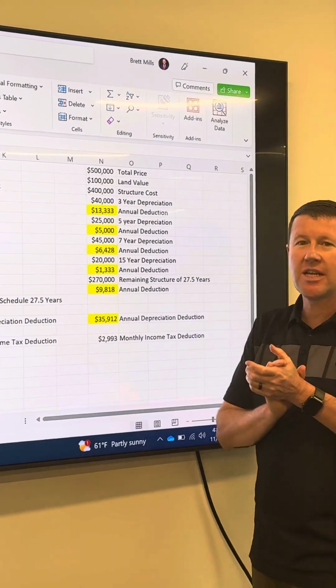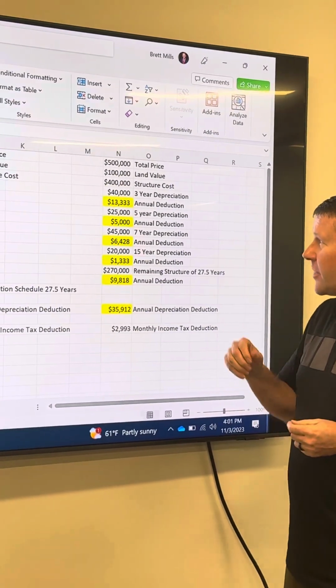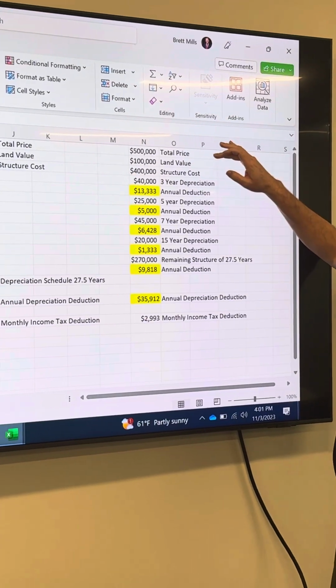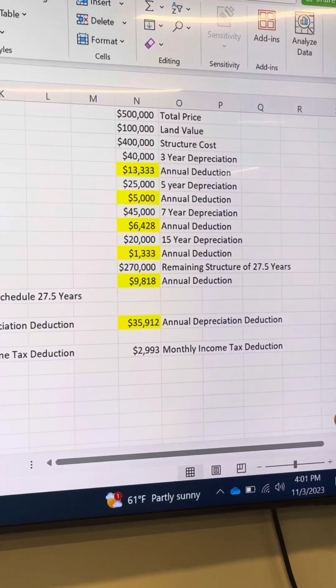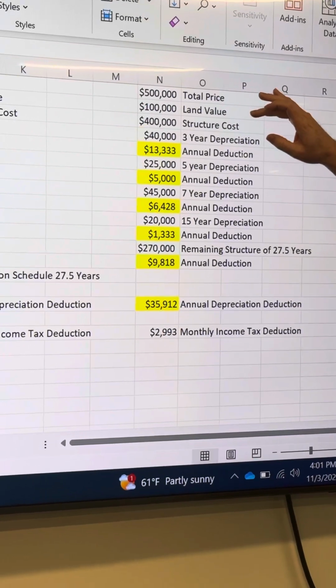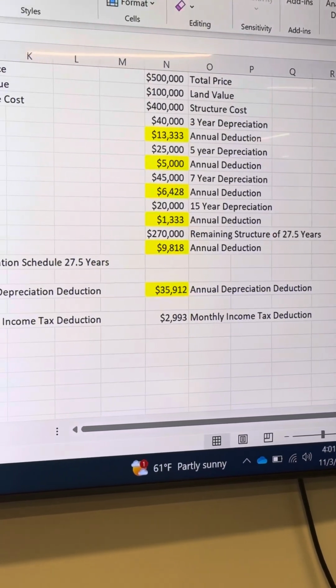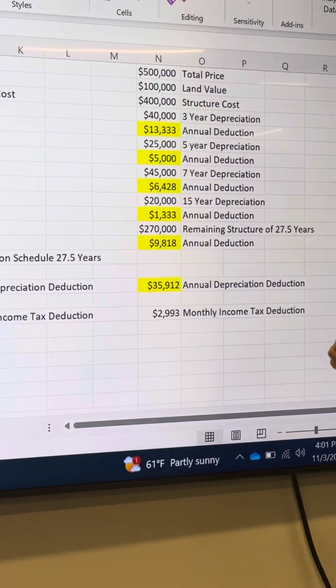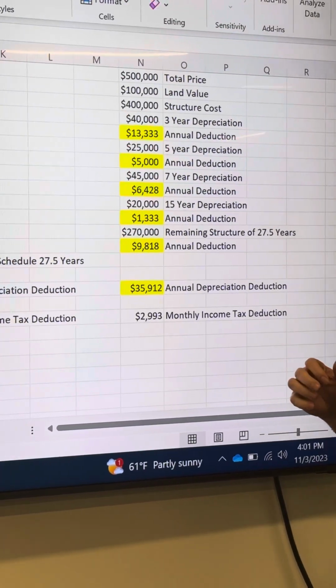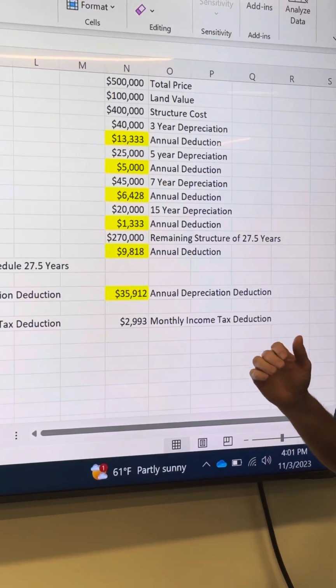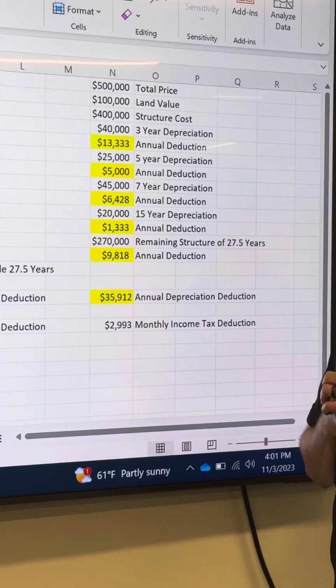So it allows you to get additional depreciation and speed that up. So to our original scenario, if you had a $500,000 total price, your land value is still at $100,000 and your structure cost at $400,000. Well, what a cost segregation does is it knows the IRS knows that different components in that structure are going to wear out faster.